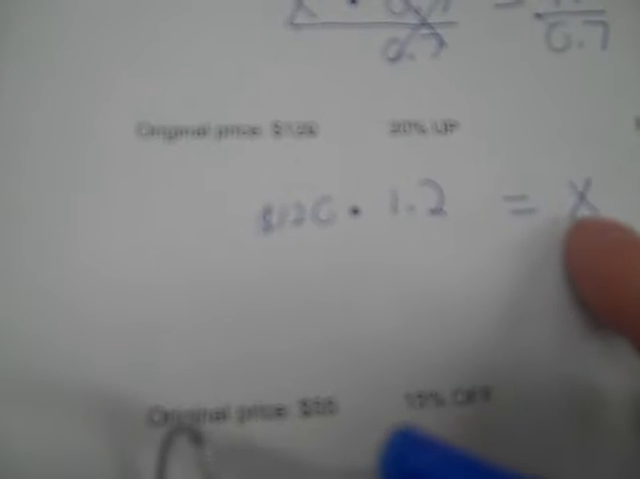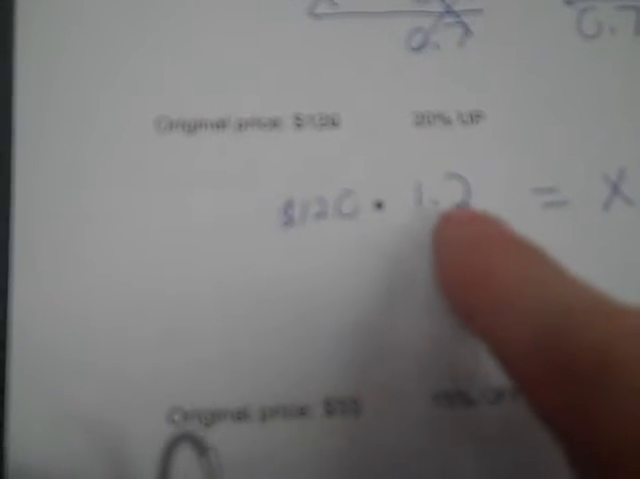And on the other side, we have our final price, which is unknown, so that's X. Well, it's very easy to find the unknown final price because the X is by itself. So over here, what operation do I have? Times. So 120 times 1.2. I don't even have to do anything on this. It's lined up perfectly. So that's 144.